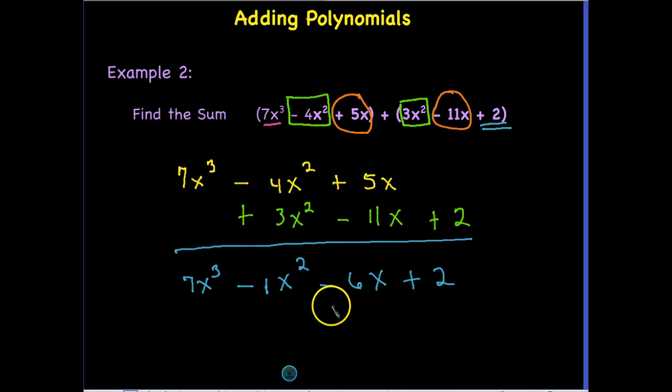So that's one way to do it vertically. I could also continue to look up here and write 7x cubed, and then I could add these two boxes together. Minus 4 plus 3 is negative 1, and then add my circles together. 5 minus 11 is negative 6, and then have the plus 2 on the end. Whichever you prefer, whichever is easier is what you should do, whatever makes the most sense.